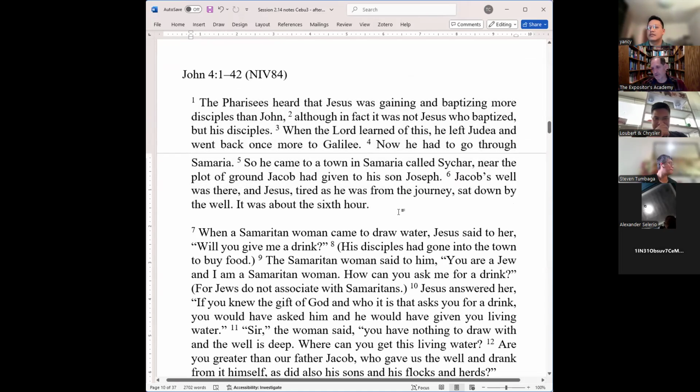And as you guys are reading, just take note, all right? We're trying to identify the main characters and their key statements and actions. Jason?